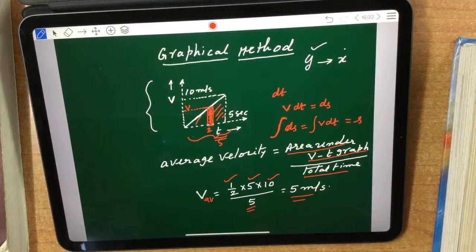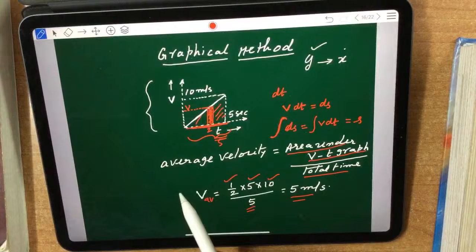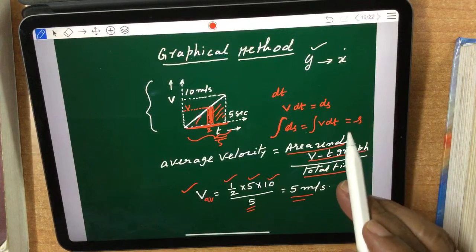So when a graph is given, how do you find average velocity? Simply calculate the area under the graph, divide by total time. Total time is given along the x-axis. You will get average velocity. Okay. So I hope everybody got the idea how to calculate average velocity when a velocity time graph is given.